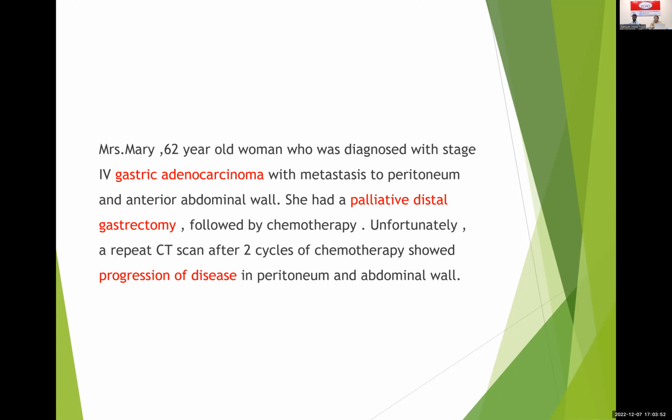Here we have Mrs. Mary. She's a 62-year-old woman who was diagnosed with stage 4 gastric adenocarcinoma with metastasis to the peritoneum and anterior abdominal wall. She had a palliative distal gastrectomy followed by chemotherapy. Unfortunately, a repeat CT scan was taken after her 2 cycles of chemotherapy, and that showed progression of disease in the peritoneum and abdominal wall. So this case scenario should be in your mind as we go through the further sessions, so you'll get some idea of what we are going to discuss, and definitely you'll have more questions and we will address all that.